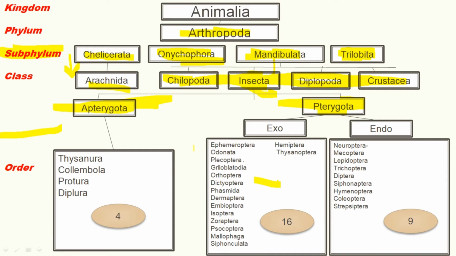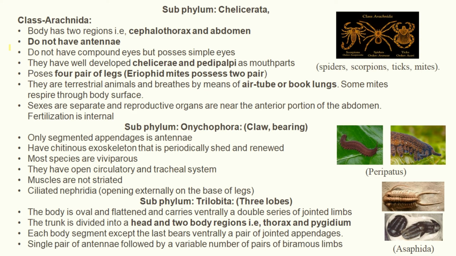For now, you just understand: kingdom is Animalia, divided into different phyla. One of those is Arthropoda. Arthropoda is again divided into 4 subphylum: Chelicerata, Onychophora, Mandibulata, and Trilobita. Chelicerata is divided into class Arachnida, Mandibulata into class Chilopoda, Insecta, Diplopoda, and Crustacea. The other subphylum are Onychophora and Trilobita. In this video we will complete them one by one. So the first one is subphylum Chelicerata.